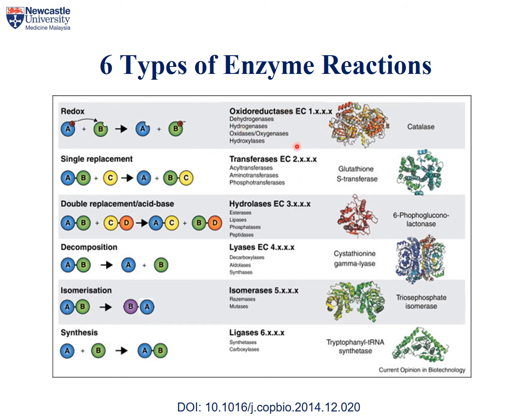Then you have transferases, which are enzymes that transfer certain chemical groups, such as acyl group, amine group, or phosphate groups. So the type of chemical reaction involved here is called a single replacement because the molecule in the reactant will be replaced by a chemical group, such as a phosphate group, in the case of phosphotransferases.